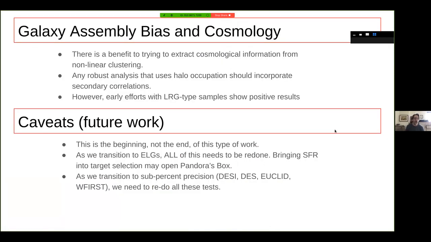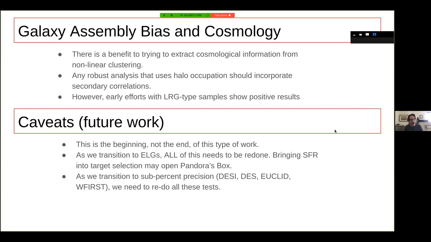So I just want to throw up these first three bullet points that I put at the very beginning of my talk. Hopefully I've convinced you that this is a worthwhile thing to do, but there are lots of caveats. Really, this just boils down to future work that we've got lying ahead of us, because this is the beginning of this sort of work and certainly not the end. Everything that we've done up to this point is with LRGs. We've now studied these types of samples for about 10 years. We feel pretty good about them, but now things are all gonna transition to samples of emission line galaxies. That's gonna be the cosmological workhorse for the next decade.